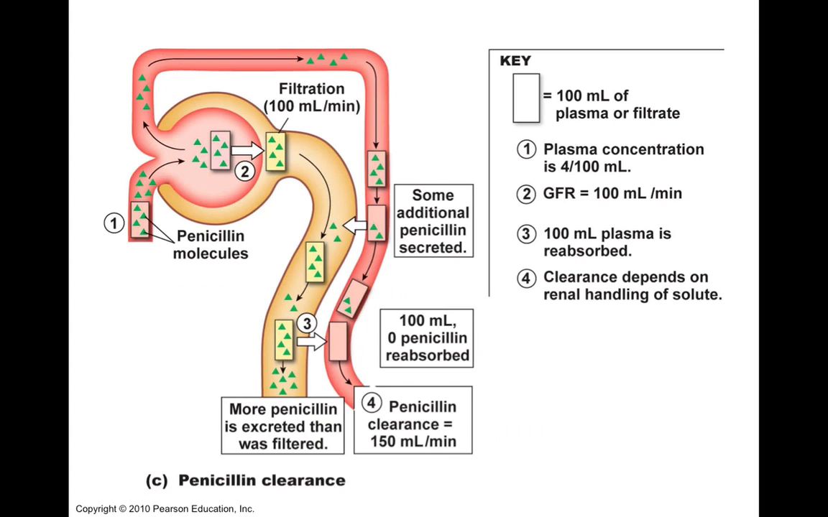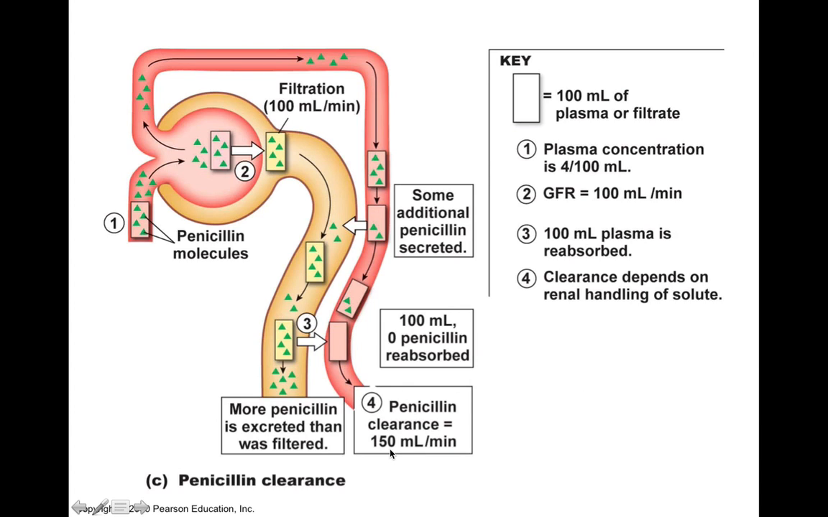An example of a substance that is filtered but also secreted is penicillin, where in your bloodstream penicillin gets filtered because it's small enough, but penicillin is also deliberately secreted from the bloodstream into the tubular fluid, which means its clearance is greater than normal GFR, which is 125 mils per minute, right? So if renal clearance of penicillin is 150 mils per minute, that suggests then that it's also secreted, not only filtered. Okay, and that's an example of penicillin.